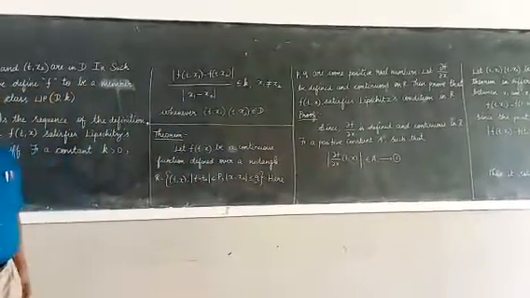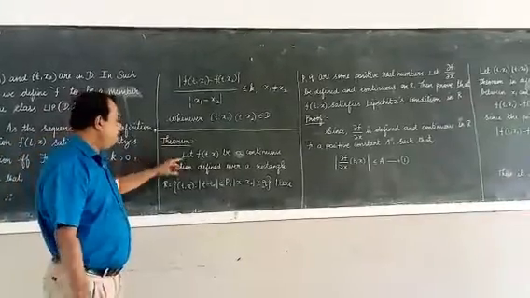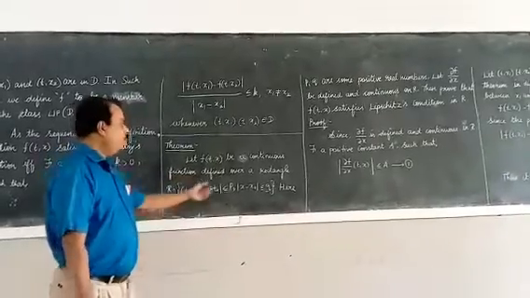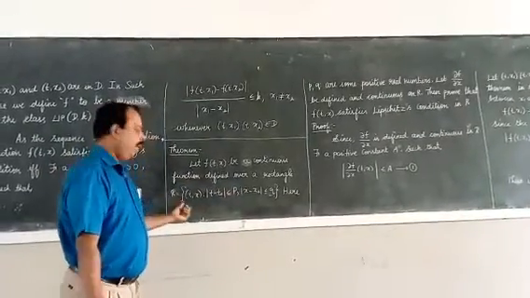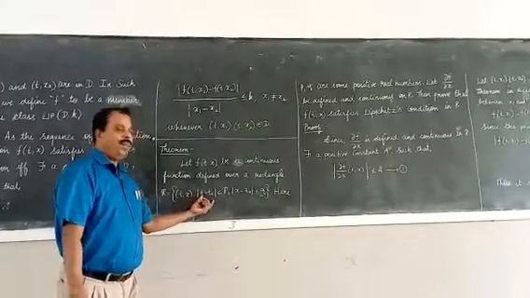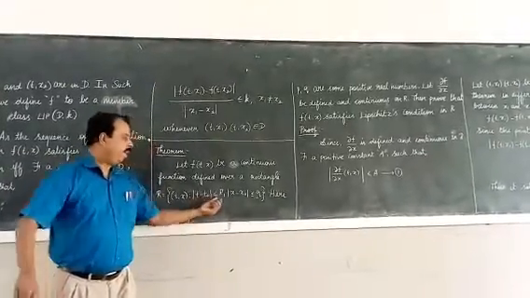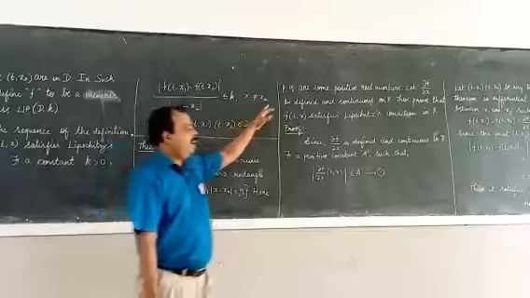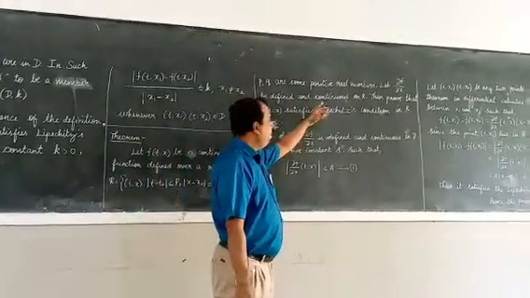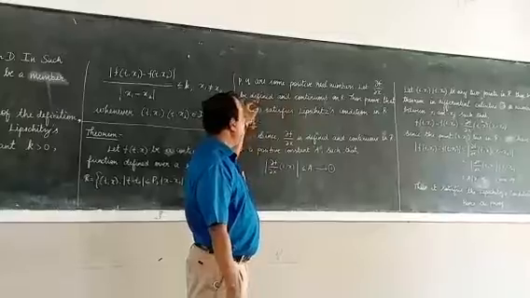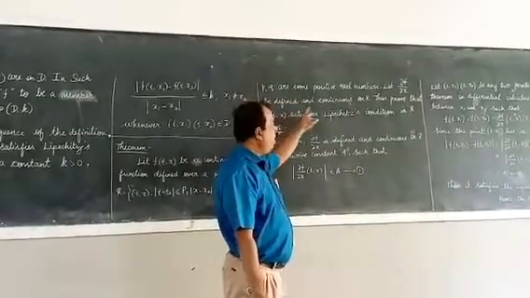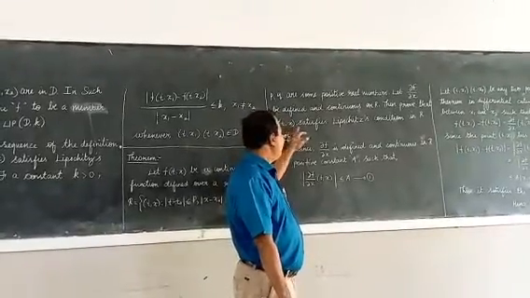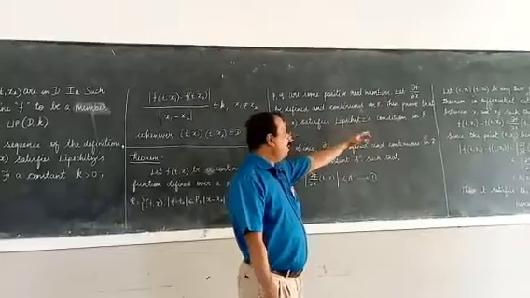Now we are going to see a theorem. First, the statement of the theorem. Let f(t, x) be a continuous function defined over a rectangular region R, equal to the set of all (t, x) such that |t - t0| is less than or equal to p and |x - x0| is less than or equal to q. Here p and q are some positive real numbers. Let the partial derivative of f with respect to x be defined and continuous on R. Then prove that the function f(t, x) satisfies the Lipschitz condition in R.